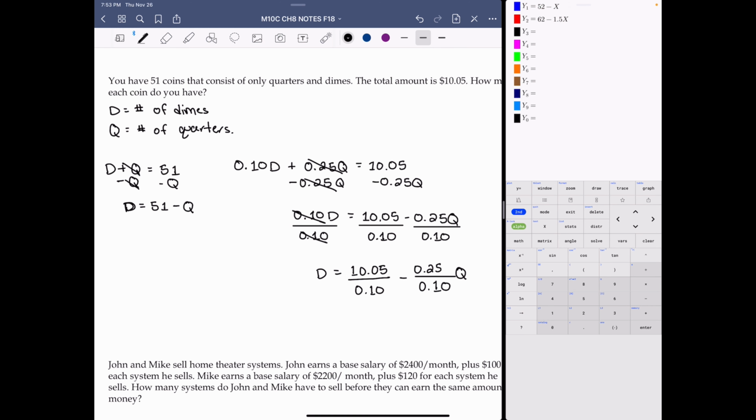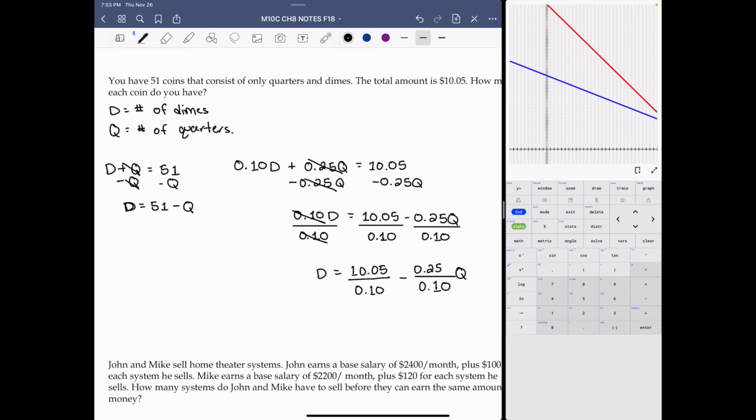Go back to where I enter my equations, clear what I have, enter the new ones, 51 minus x, and fraction, if you can enter fractions, do it that way, 10.05 over 0.10 minus another fraction, 0.25 over 0.10, move out of the fraction, then put your x. Graph that. I can't quite see my intersection point, but I know it's to the right.